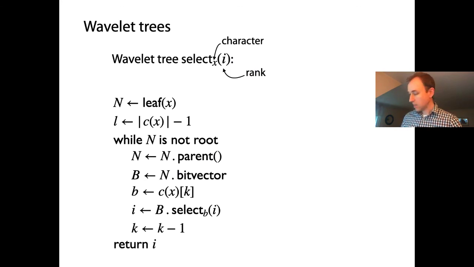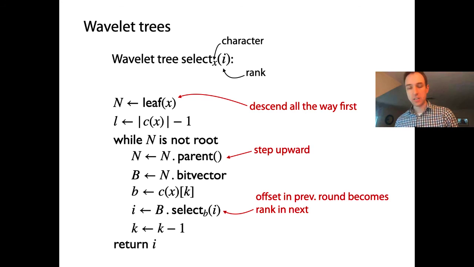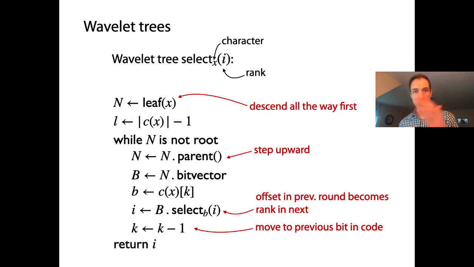So here's the algorithm. One thing that's interesting here is, of course, the very first thing we're doing is going all the way down to a leaf. So we still start at the root, but then the very first thing we do is we just descend all the way to the leaf that corresponds to the character in the subscript of the select query. And then our loop, instead of stepping downward, is now repeatedly stepping upward. Right? We're going to our parent each time. The offset that we are passing to the select query in each round corresponds to what we got from the previous round. And then we move backwards through the code word from the final bit position to the earlier bit positions.